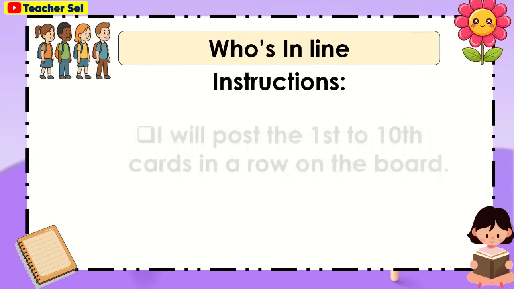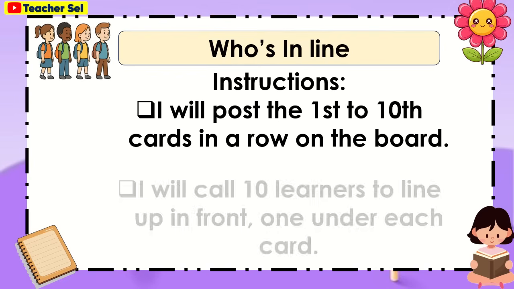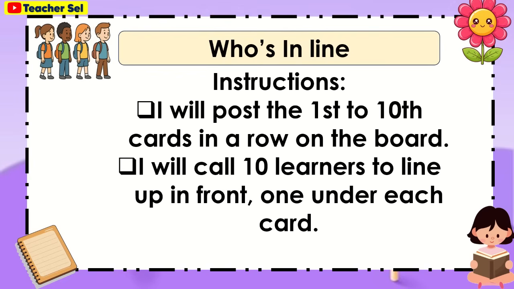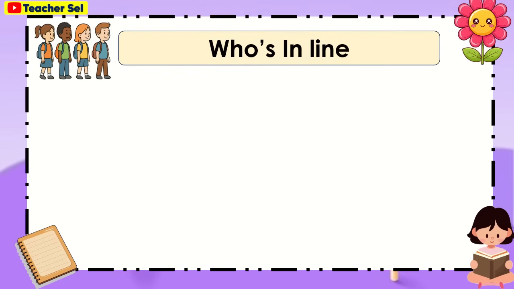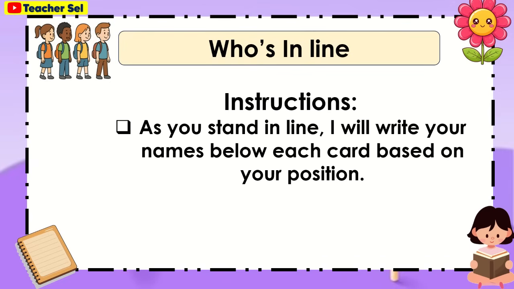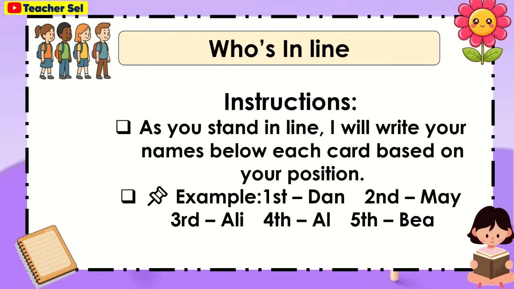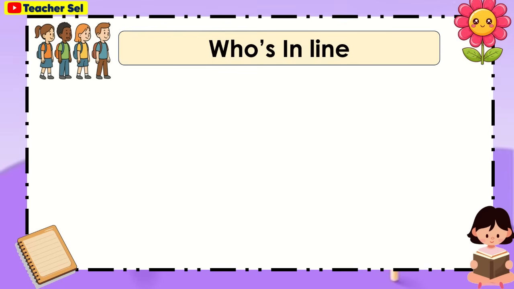Who's in line? I will post the first to 10th cards in a row on the board. I will call 10 learners to line up in front, 1 under each card. As you stand in line, I will write your names below each card, based on your position. Example, first, Dan. Second, May. Third, Ali. Fourth, Al. And fifth is Bea.